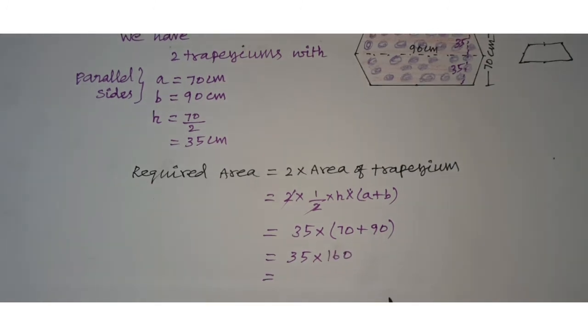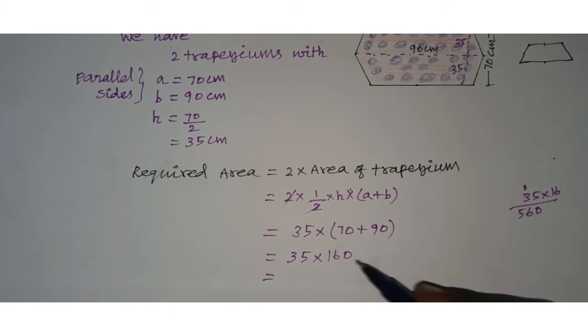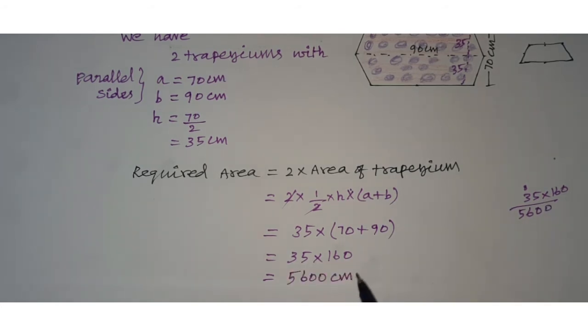So now multiply this value, 35 into 160. 16 5s are 80. 16 3s are 48 plus 8, 56 and another 0. So 5600 centimeter square. This is the required area.